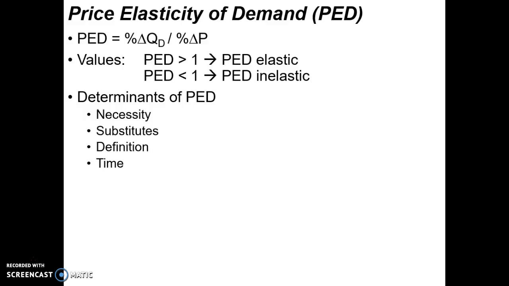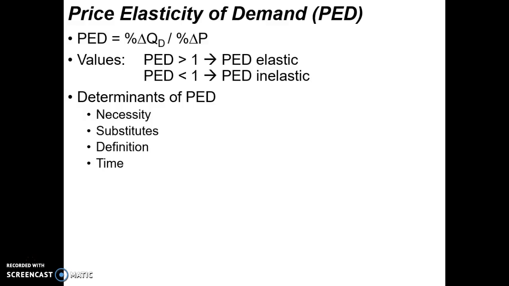Substitutes. If a product has very few substitutes, it tends to be inelastic. Definition. If a product is very broadly defined, it tends to be inelastic. Now those three are all related. If a product is of a necessity, then it has very few substitutes typically. And so, again, when things have few substitutes, it means that people have few other options. So when the price changes a lot, quantity demanded doesn't really change too much because people don't have other options in the marketplace.